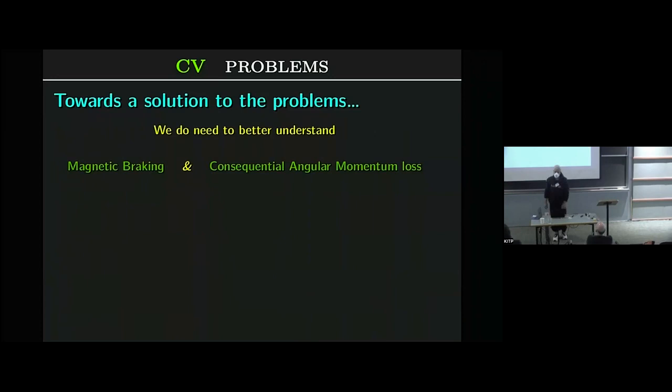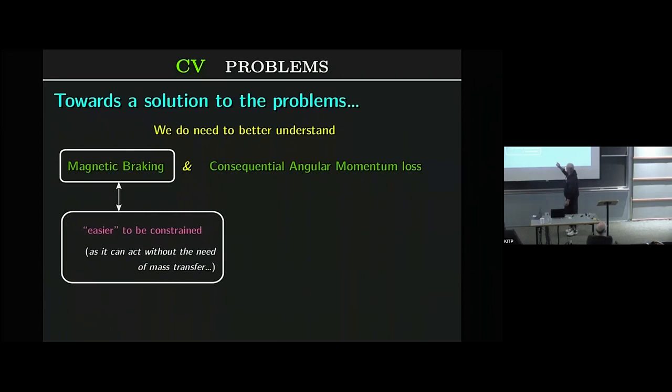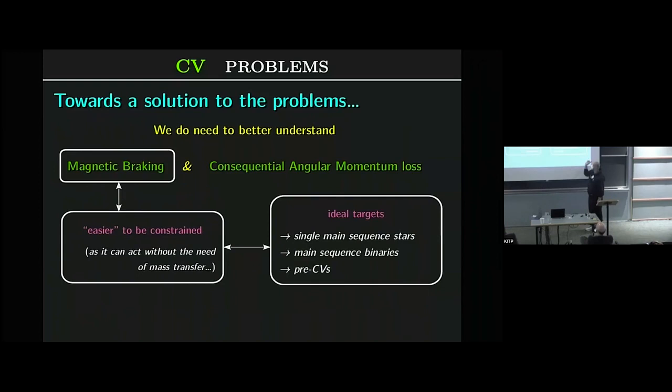So after all this, what I can say is that we need to better understand both magnetic braking and also the mechanism behind the consequential angular momentum loss. Between these two, I think the magnetic braking could be considered easier to constrain because we don't need to have a mass transfer or an interacting binary to constrain this mechanism. So we can even think that a non-interacting binary or even single stars would be better targets to constrain magnetic braking.